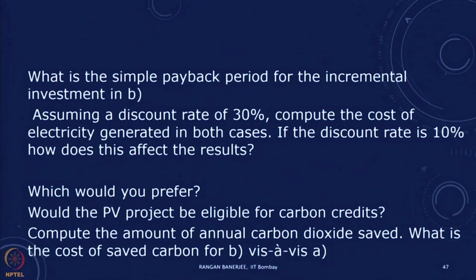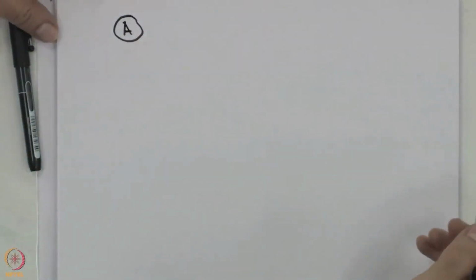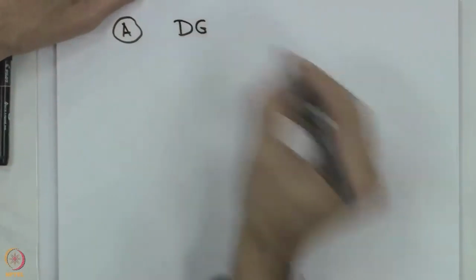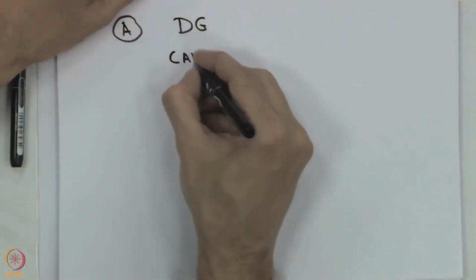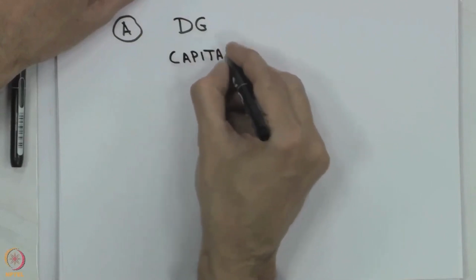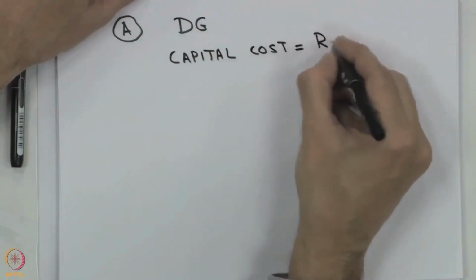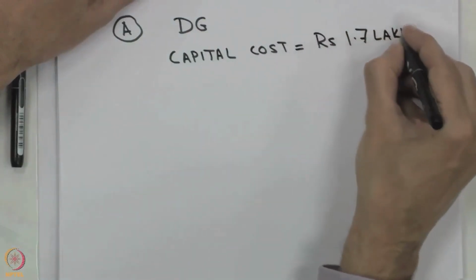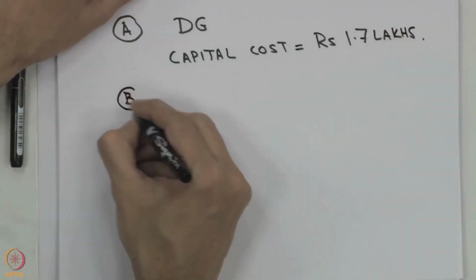So, let us start with this problem. Let us start with option A. Option A is a diesel engine generator DG, and it is given to you that the capital cost is rupees 1.7 lakhs. So, the capital cost is 1.7 lakhs for the diesel engine generator. As compared to this, let us look at the capital cost for option B.